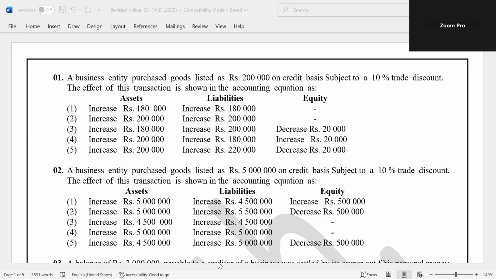Right, question 1, relevant for the economic equation. It has given a purchase on credit, but subject to 20% trade discounts. If trade discounts are given, the transaction occurs after deducting the trade discounts. And since the list price is given, the trade discount is 10%. The transaction is a credit purchase. They ask for the effect of this transaction to be shown in the economic equation.